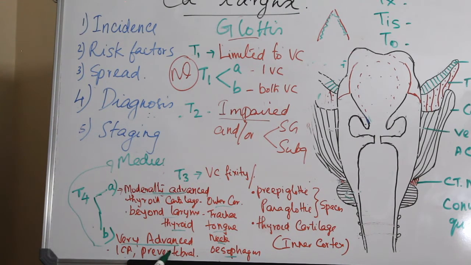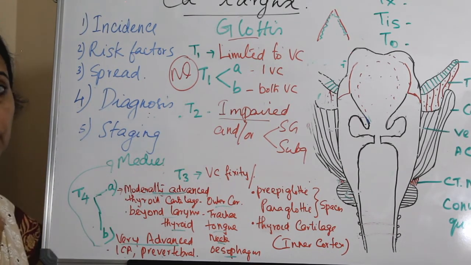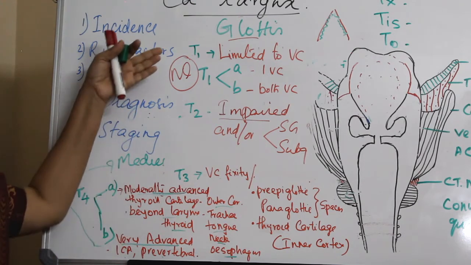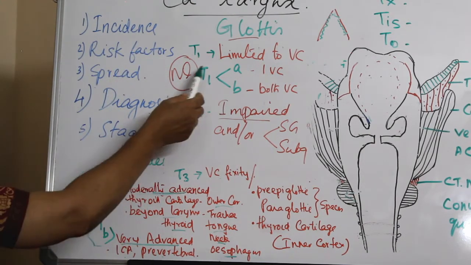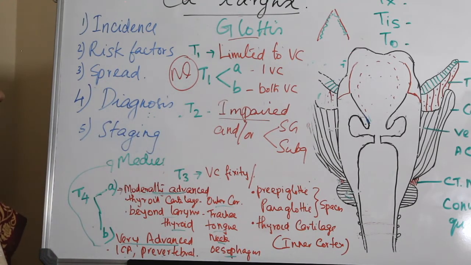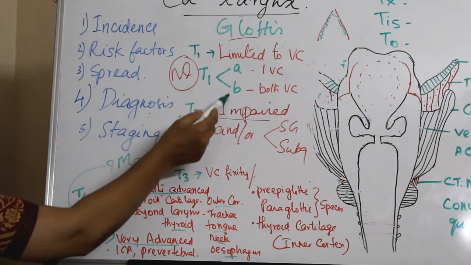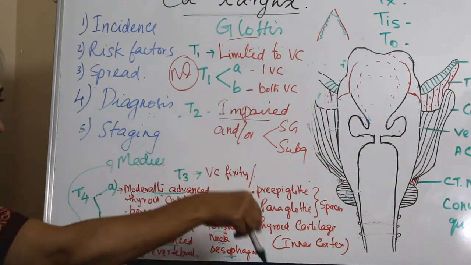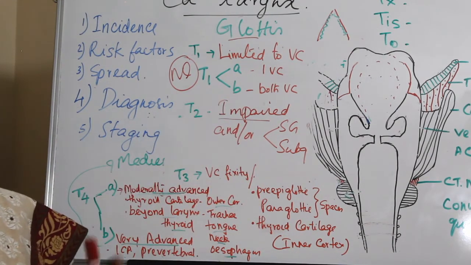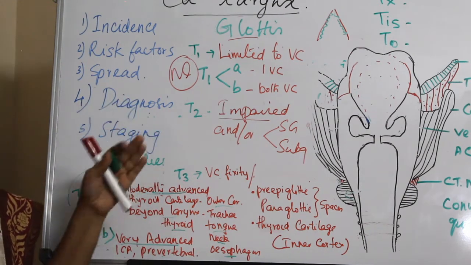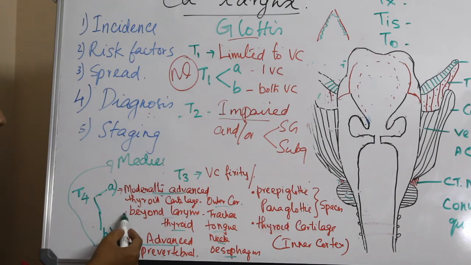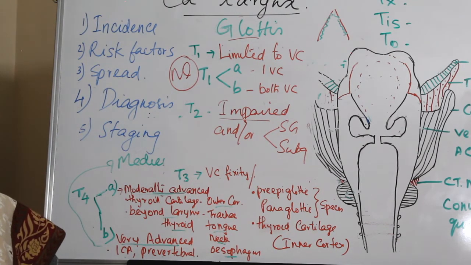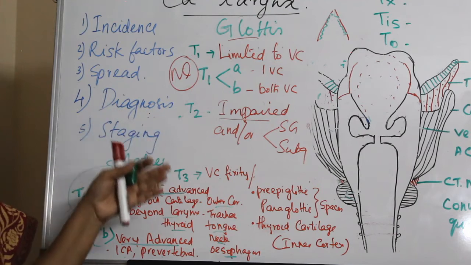T4B is a very advanced cancer involving the ensheathing of the carotid artery, prevertebral space and also mediastinal structures. So that is similar to that of T4 supraglottis, as I have already told. So that is the T staging of glottis. T1 is limited to the vocal cord with normal vocal cord mobility, and again A and B. T2 is impaired mobility and involvement of the supraglottis and/or subglottis. T3 and T4 are almost similar to the T staging of supraglottis.